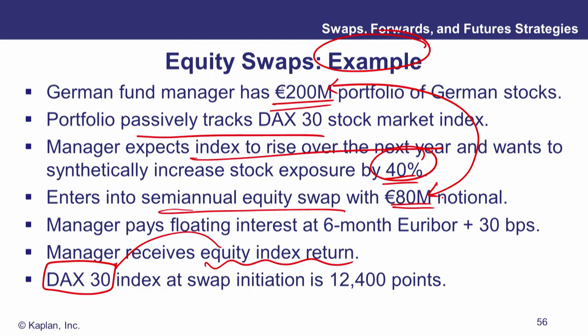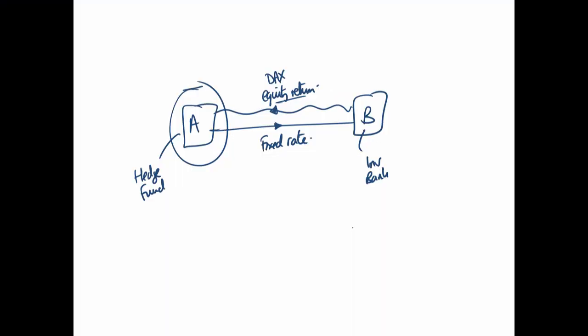What they're actually paying over, though, is a floating rate, Euribor plus 30 bips. So it's Euribor that's going to reset and move around, which makes it a floating rate. So in this particular example, the portfolio manager is paying over a floating rate, which is Euribor plus a margin of 30 bips.